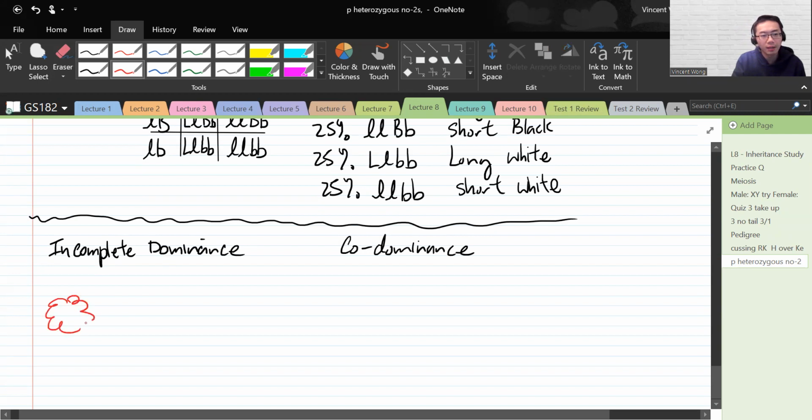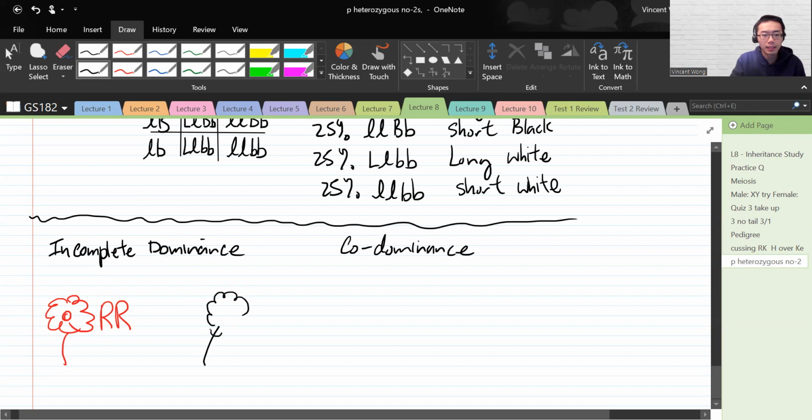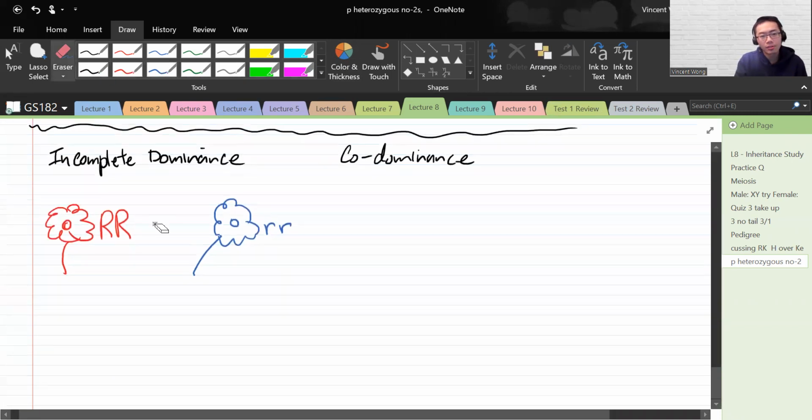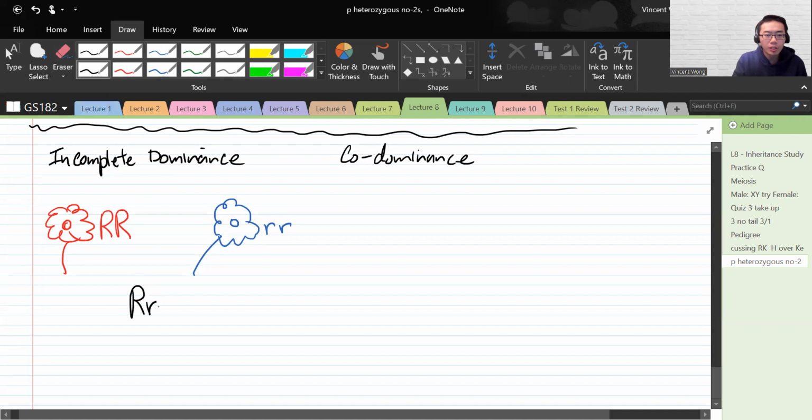Let's say we have a red flower. Okay, red flower. That is big R, big R. And then we have a blue flower. That is small r, small r. So that's easy to understand, right? That's just like old stuff. But what if I have a big R, small r? Normally, what color would this flower be if it's big R, small r? Like using the stuff we learned so far. What color is it gonna be? Red. Yeah, it's gonna be red, exactly, right?